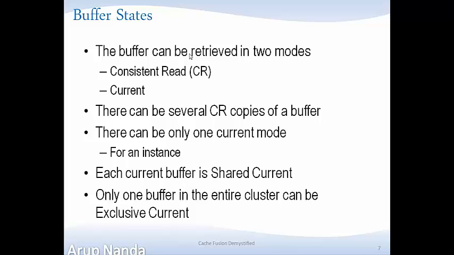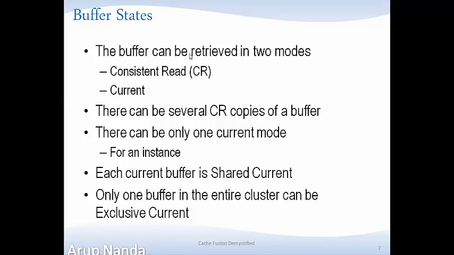But what if something gets changed in one of the buffers? In that case, that buffer is called exclusive current. So there can be only one exclusive current in the entire cluster. But there could be multiple shared currents in the entire cluster, one shared current per instance. In that case, all the shared currents in that cluster will be identical to each other. But if that is not guaranteed, then that's called CR mode, consistent read mode.